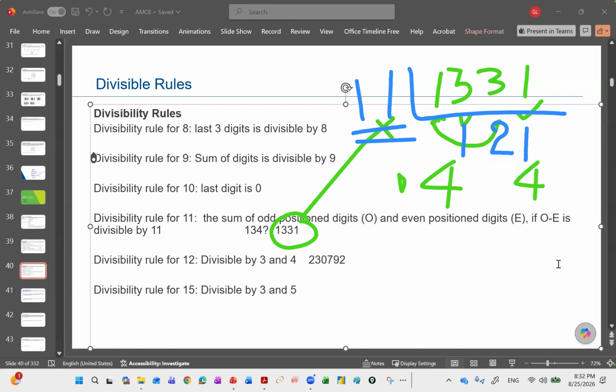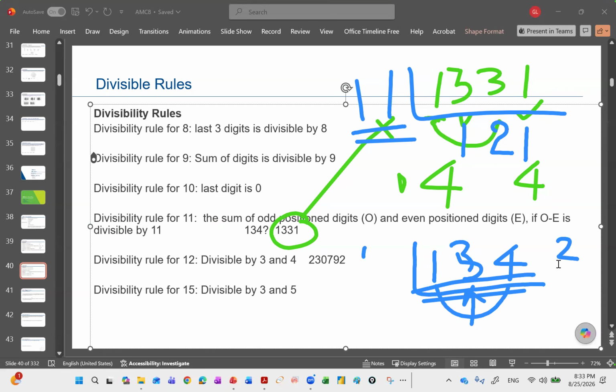So what about 134? Let's see 134. The odd position sum is 5, and E, the even position number, is 3. So the difference is 2. 2 cannot divide by 11, so this one is not divisible by 11. Let's triple check it. If we divide 134 by 11. Let me clear the screen a little bit.